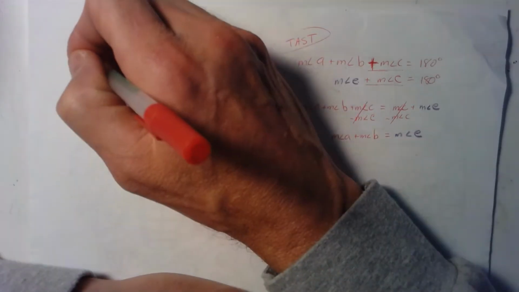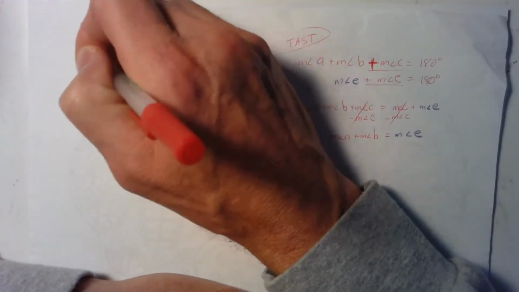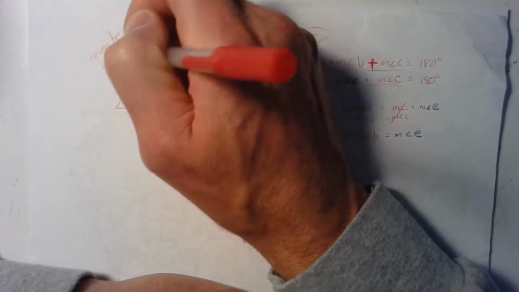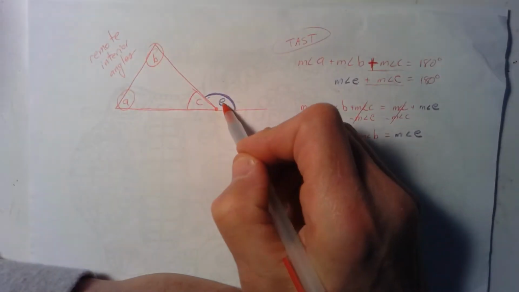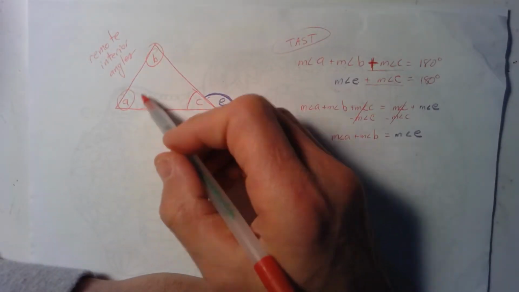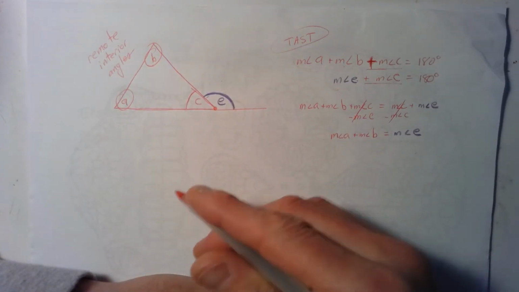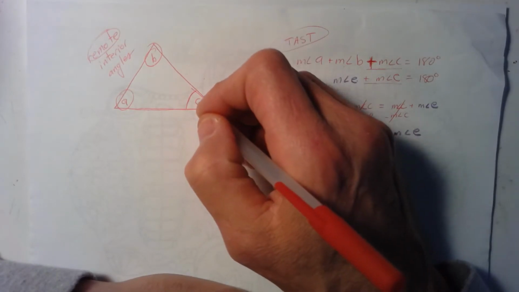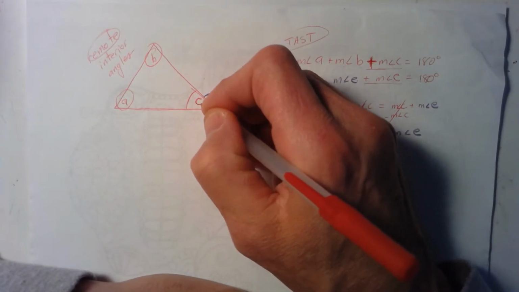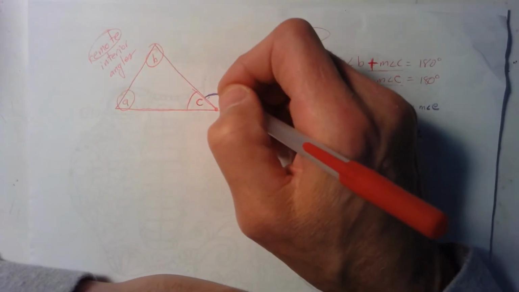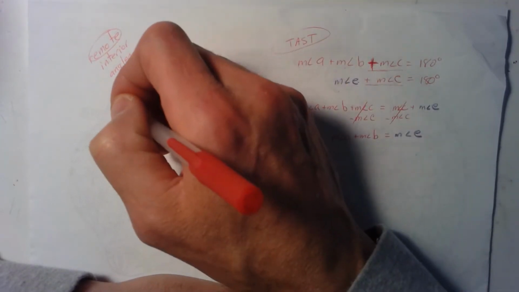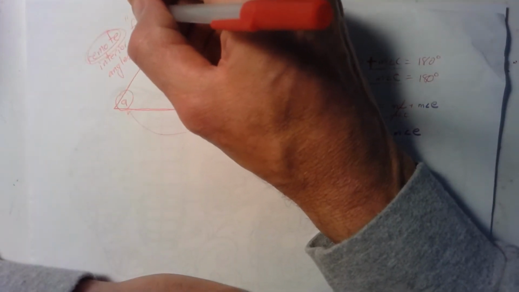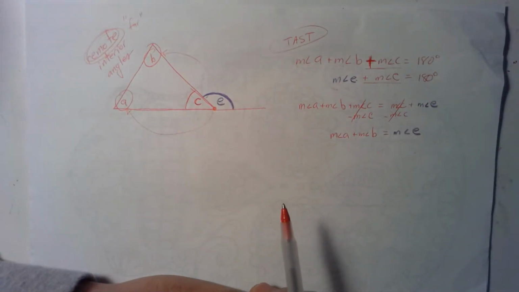Now, these over here we refer to as remote interior angles. Now, in this situation, with E being our exterior angle, A and B are the remote interior angles because they're remote from angle E, right? They're not right next to it. They're not close as angle C is, but they're remote. They're farther away from this angle E, the exterior angle. That's why they're remote or far away from the exterior angle in question.